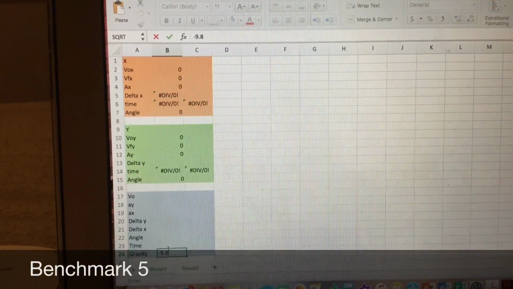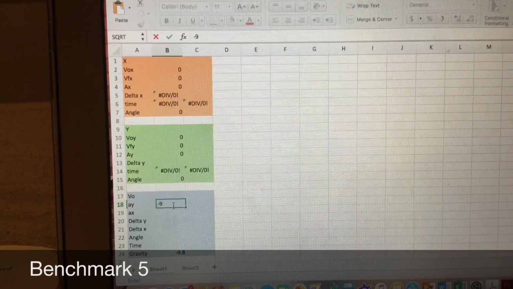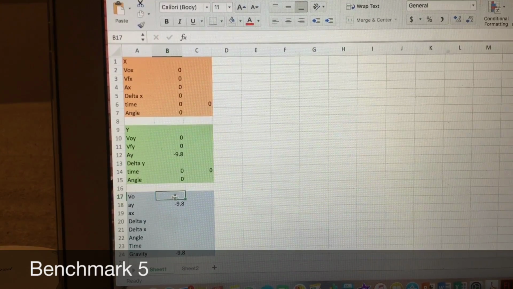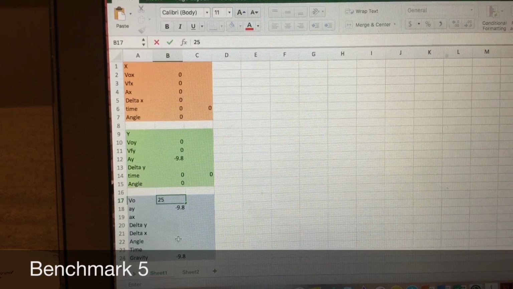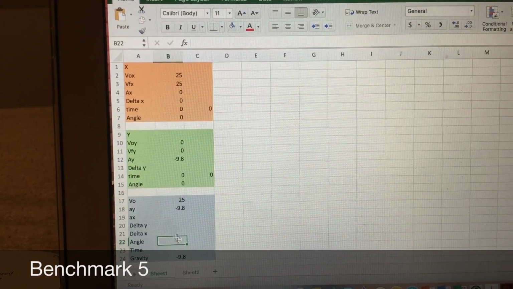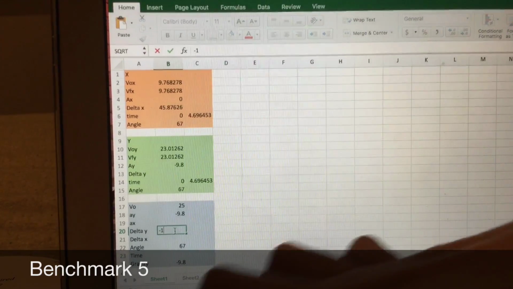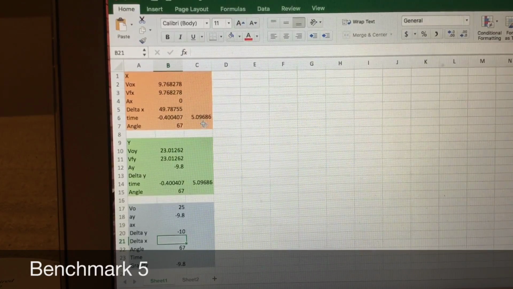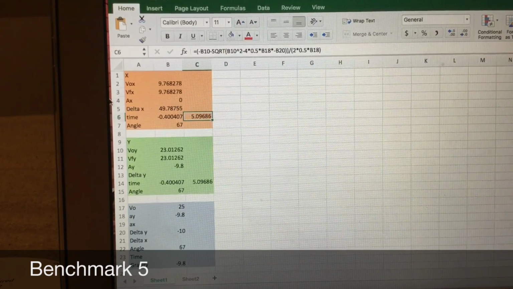In benchmark number 5, we first have to input the acceleration in y, which equals the gravitational pull on Earth, negative 9.8, as well as gravity. Then the initial velocity is 25 meters per second. The angle is 67 degrees, and the delta y will be negative 10. And then we find out that the delta x is 49.787, and the time is 5.09, because time can never be negative.